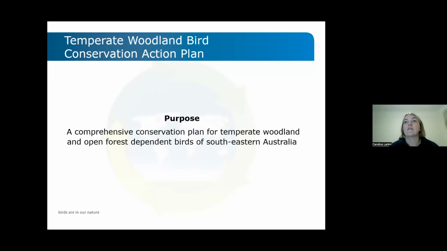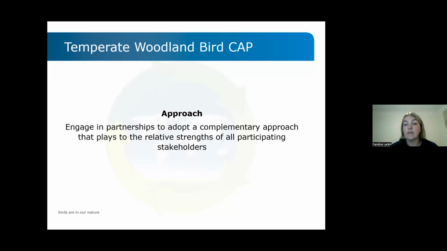So the purpose is obviously a comprehensive conservation plan for temperate woodlands and open forest dependent birds of Southeast Australia. And our approach is to engage in partnerships to adopt a strategy that plays to the relative strengths of all participating stakeholders. So in a few slides, I'll get to the fact that we established 10 key points, and BirdLife is physically undertaking 5 of those themselves, where there are other ones where they're heavily dependent on research. Often what happens is that universities are collaborating with us to step up on the research front, and then we're managing these populations together.